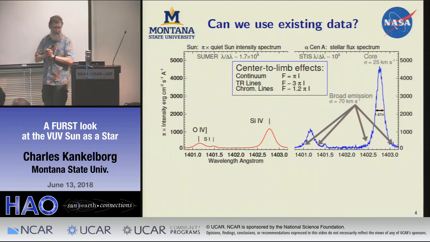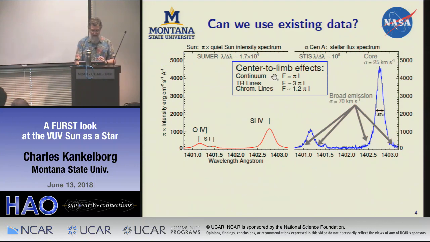Here's a nice little example. On the left is some solar spectrum, a little chunk of it from SUMER. And on the right is Hubble STIS data from Alpha Cen A. And there are a number of things that you notice that are different about these. It looks like the continuum's at sort of the same level, but the spectral lines apparently are a lot taller for Alpha Cen A. That's actually likely just an effect of the observation, because I think this data was taken at disk center, if I remember correctly.